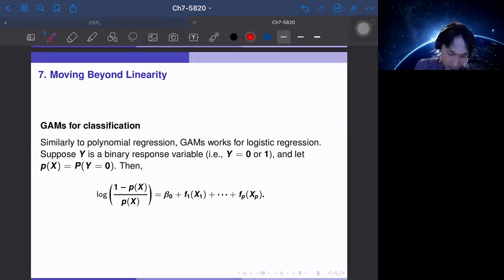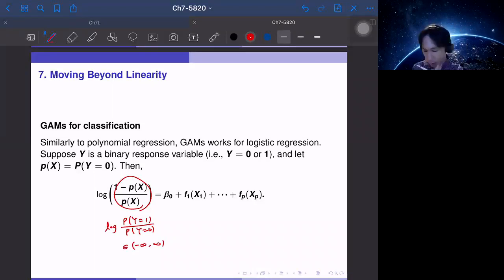Yeah, and GAMs are available for classification also. In classification, basically we fit the probability of y equal to 1. When we set the probability of y equal to 0 as p of x, this is basically the probability of y equal to 1 over the probability of y equal to 0. So the ratio, and then we take the logarithm, so it ranges from negative infinity to positive infinity. So we fit this probability on these functions. Then we can represent more complicated cases.